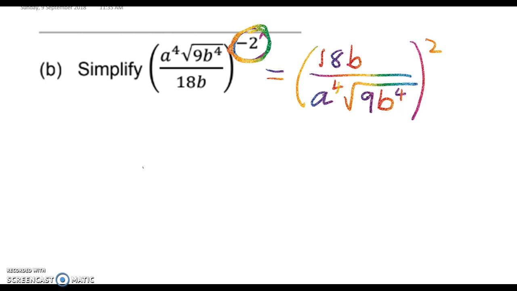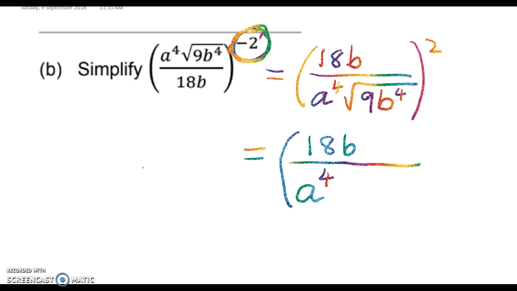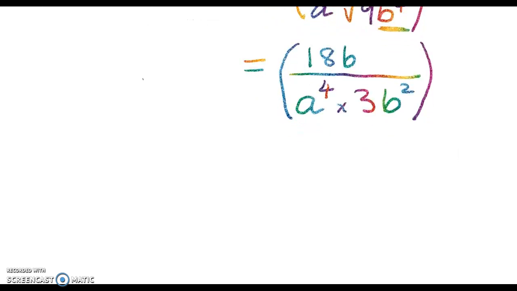I'm going to now simplify the thing under the square root sign. So as usual, there are lots of ways to do these questions. This is just one way, but a to the power of 4, right, the square root of 9 is 3, and the square root of b to the power of 4 is b squared. So that leaves me with, and that whole thing is squared.